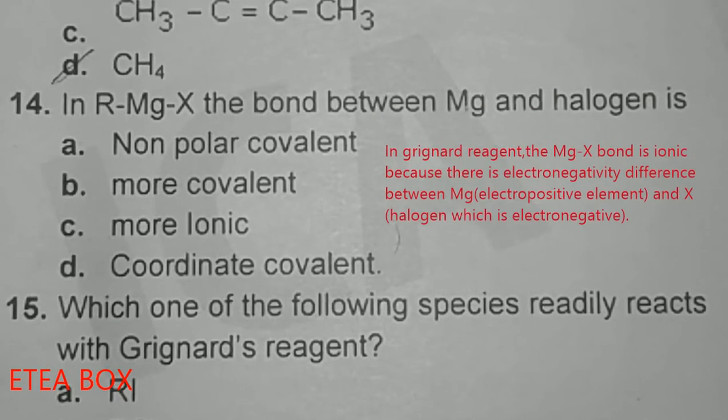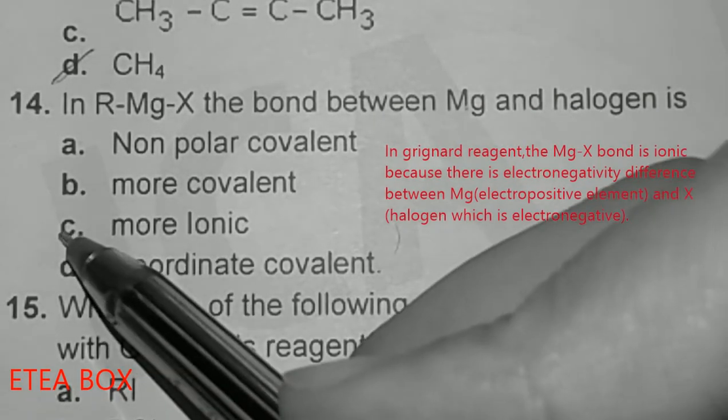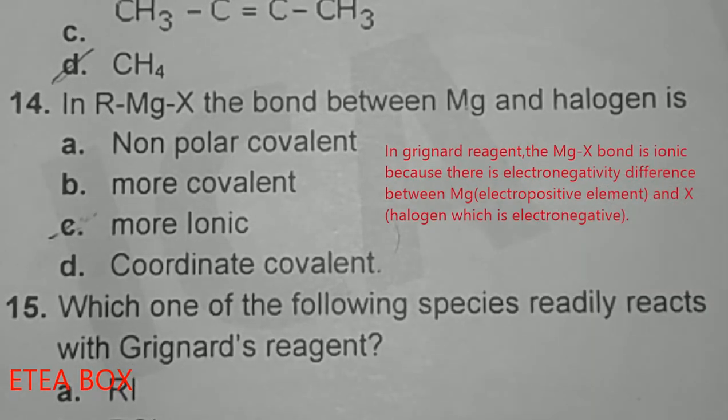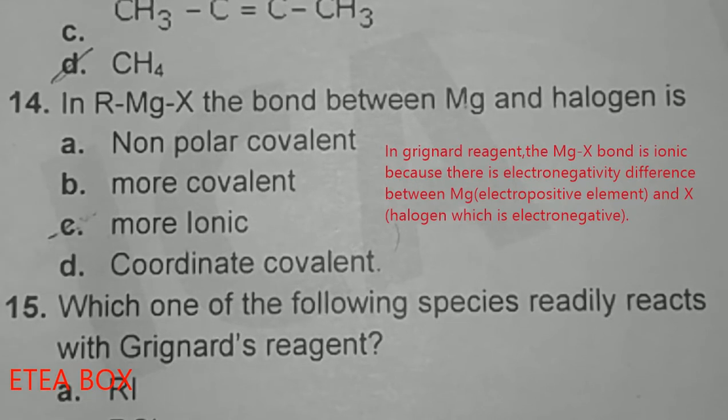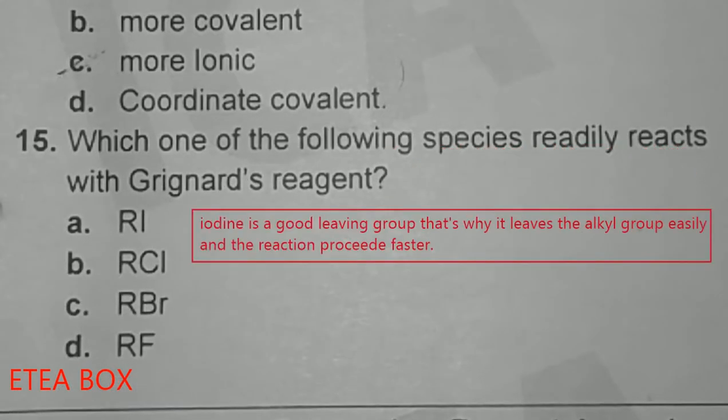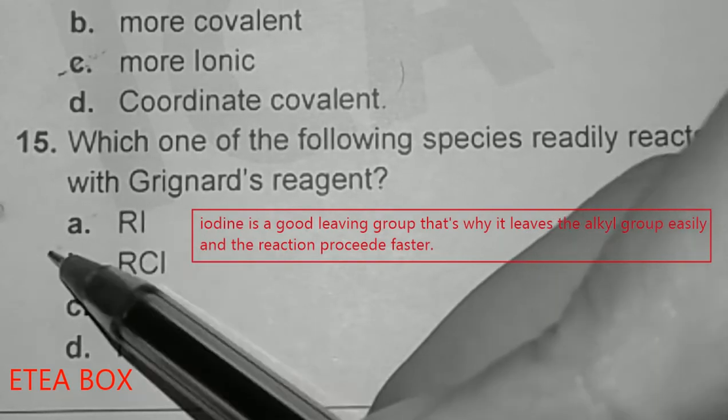In RMgX, the bond between the magnesium and halogen is more ionic, okay, option C is correct because halogen is electronegative and magnesium is electropositive in nature, so its bond is ionic. Which one of the following species readily reacts with Grignard reagent? So the species which readily reacts with Grignard reagent is RI, okay.